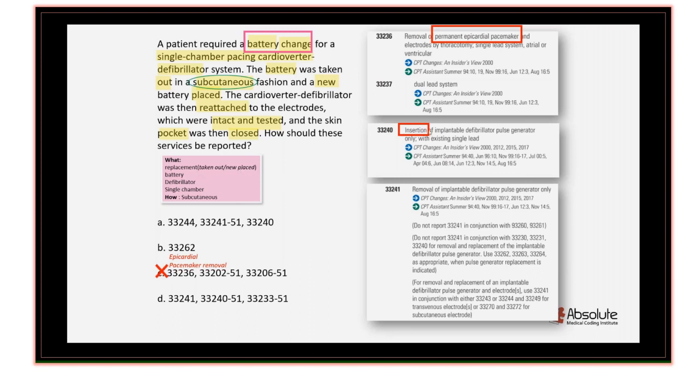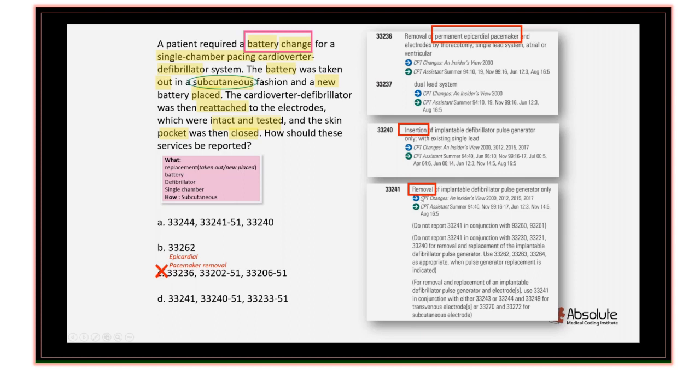So we're probably going to hold on to this, and that's okay. That makes sense, because this is an insertion of an implantable defibrillator. We have a single lead, and we know in our keywords that we're coding for a single chamber. So that kind of makes sense. We'll keep that in mind. The next code there is 33241 with modifier 51.